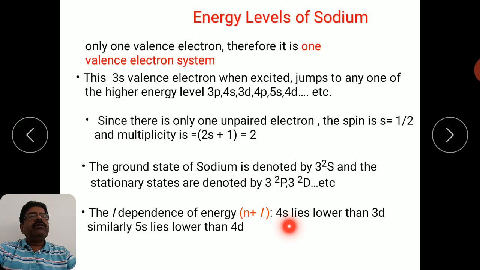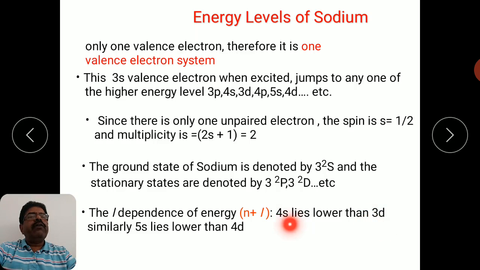For the s subshell, you know that the l value is 0, so 4 plus 0 is 4. And if you consider now 3d, what is the value here? n plus l. So n is 3 and for d, the l value will be 2 (0, 1, 2 for s, p, d). So 3 plus 2 is 5.